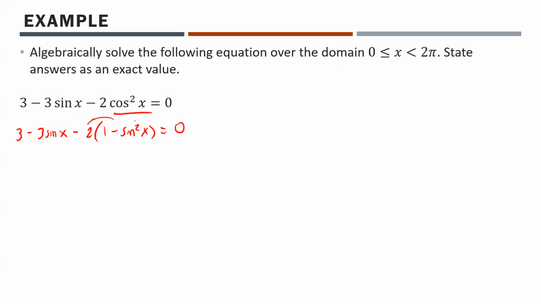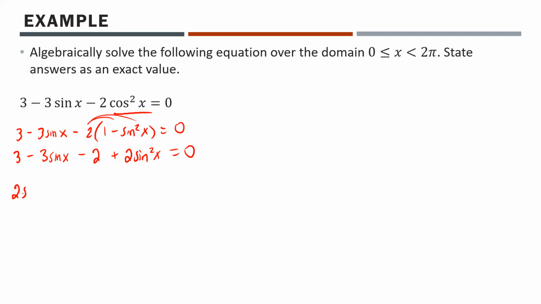Now, this 2 needs to double dip its way through here, but notice there's a negative attached to it. That has to follow through as well. So what I'm going to have is 3 minus 3 sine x, 2 times 1 here, it's going to be minus 2, and then minus 2 times minus sine squared x is going to give me plus 2 sine squared x, and that equals 0. Since we now have a positive leading coefficient on our highest degree term, I'm not going to move things over to the right-hand side here. I think it's going to be just fine on the left side where it is.